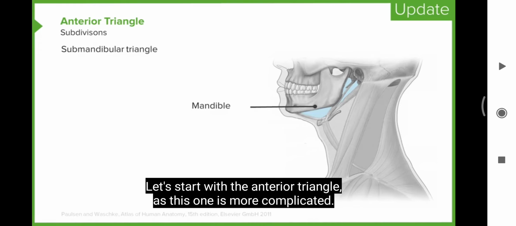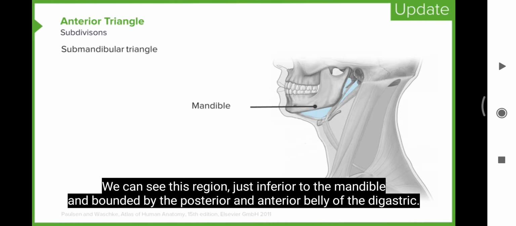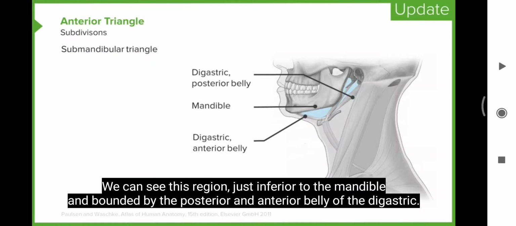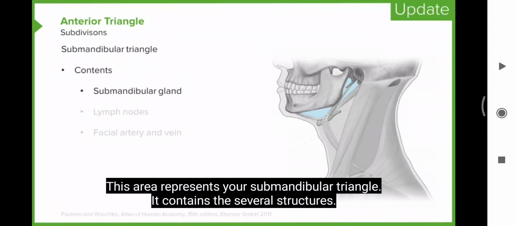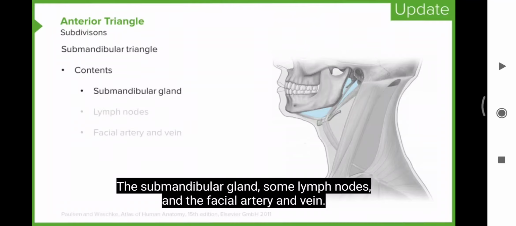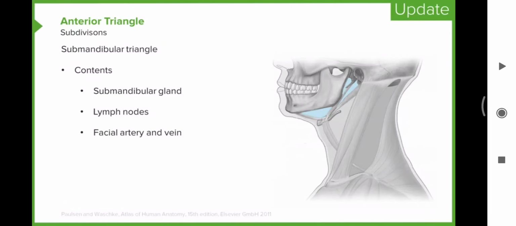Let's start with the anterior triangle, as this one is more complicated. We can see this region just inferior to the mandible and bounded by the posterior and anterior belly of the digastric. This area represents your submandibular triangle. It contains several structures: the submandibular gland, some lymph nodes, and the facial artery and vein.